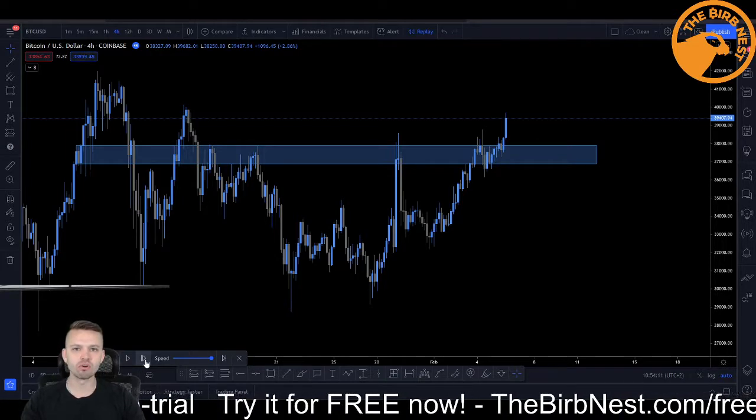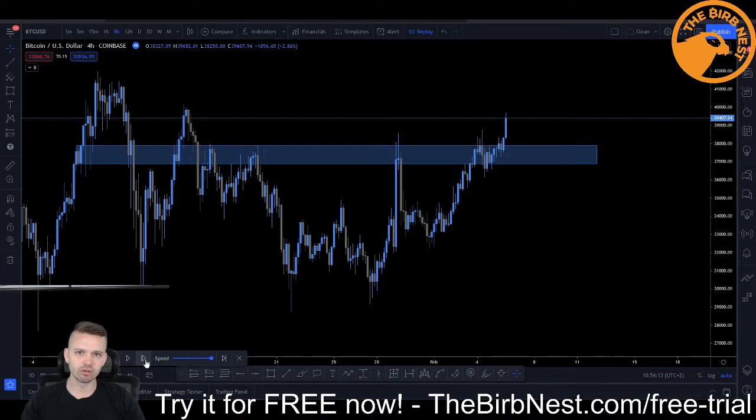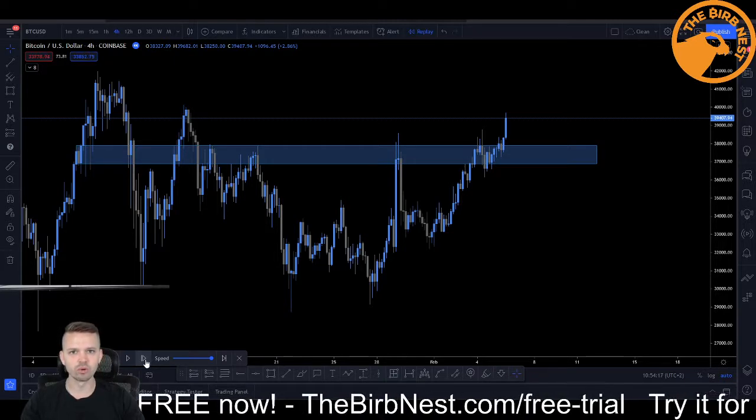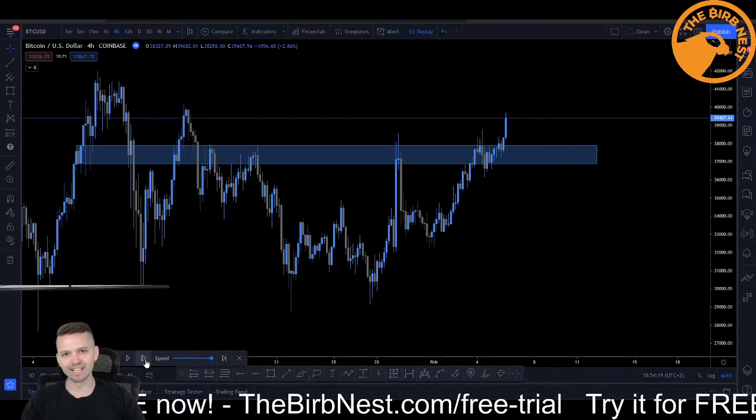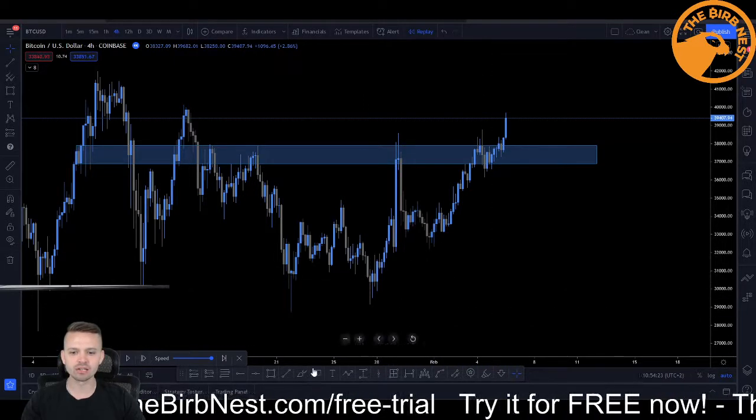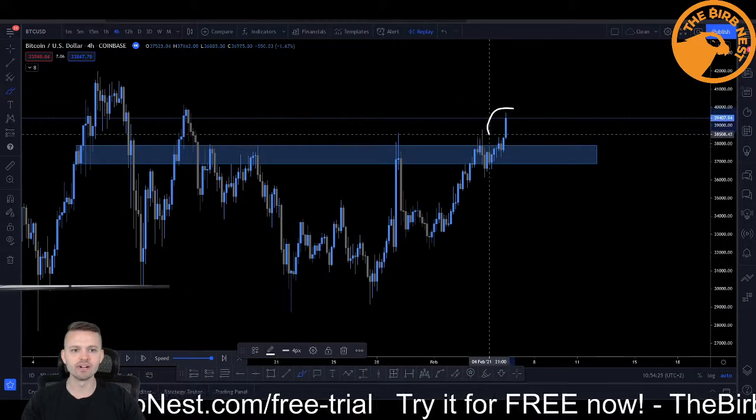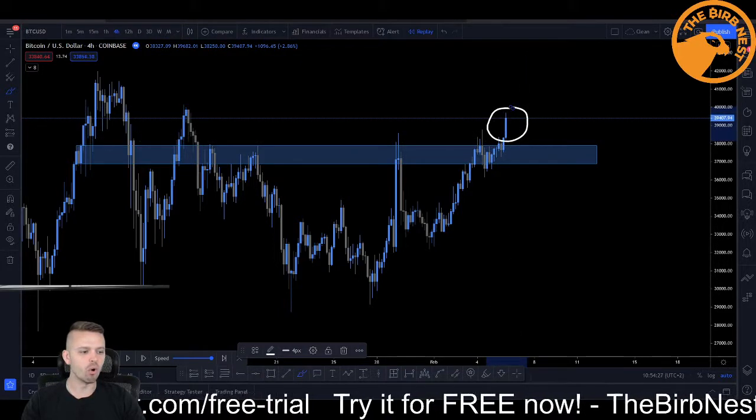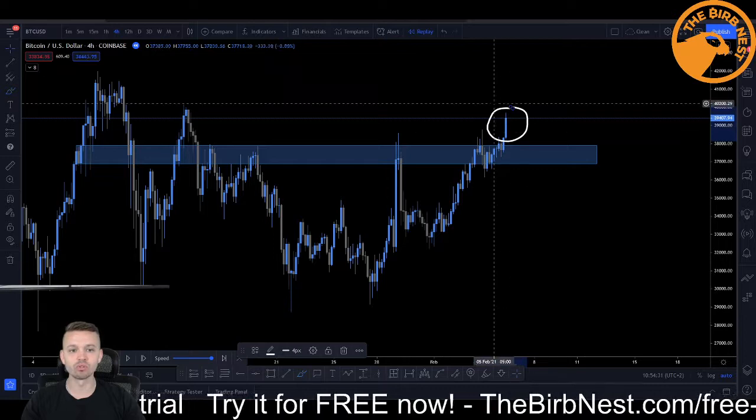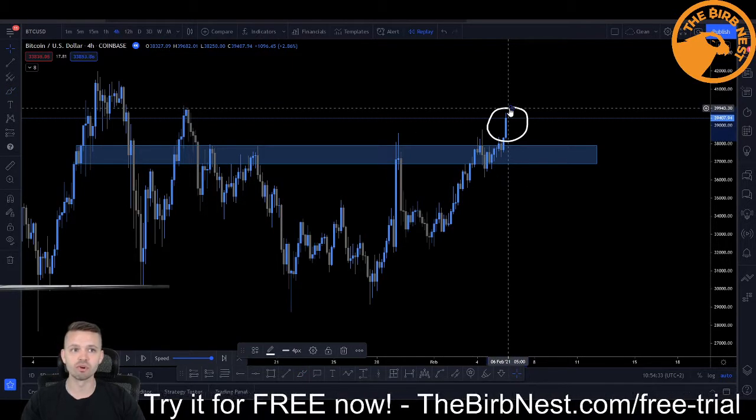Now, what is a confirmed breakout? Well, you can define a confirmed breakout in many different ways. But according to my rules and according to my system, I look for at least a 4-hour candle opening and closing above the level. Here is the first 4-hour open and close above the level. This is now, according to my rules and my system, a confirmed breakout.